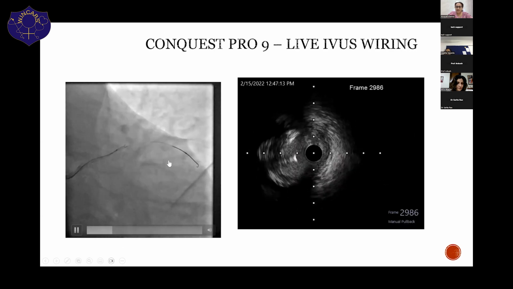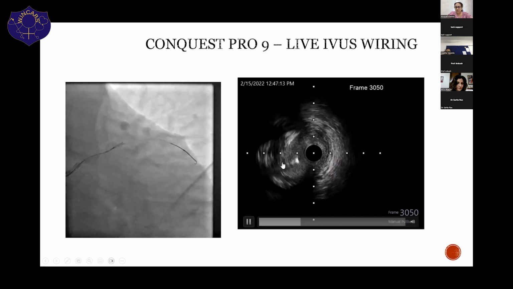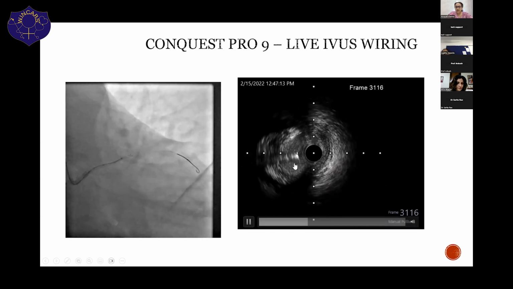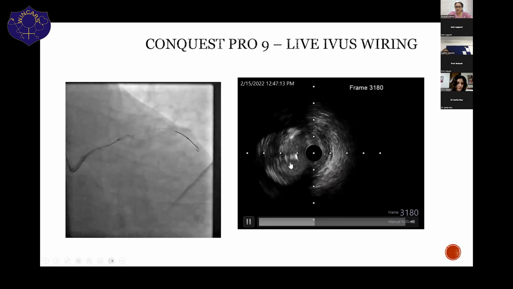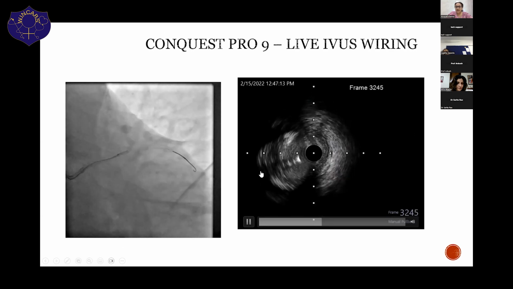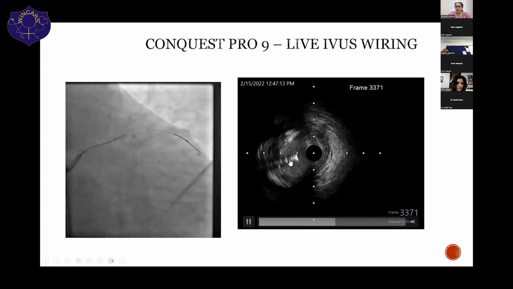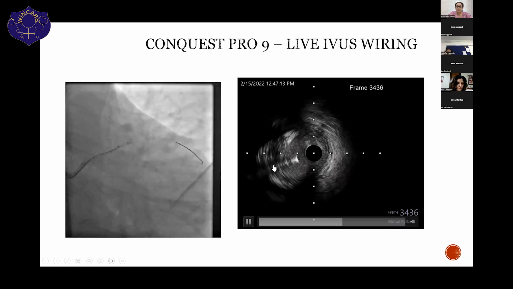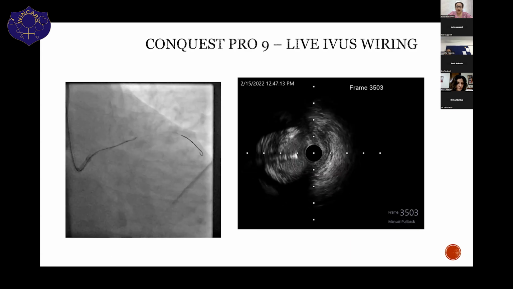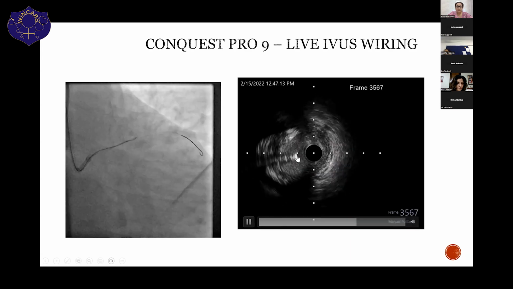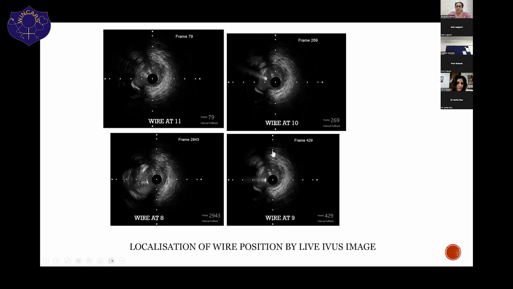IVUS is already present there in the diagonal, and my wire is moving. When I'm redirecting my wire towards the stump, it should go into the intimal part. So this was a Conquest Pro 9 which was taken, and when it punctured, you can clearly see it entering the stump in the mid part of it, which we confirmed.